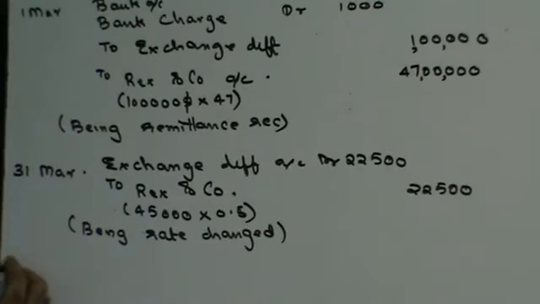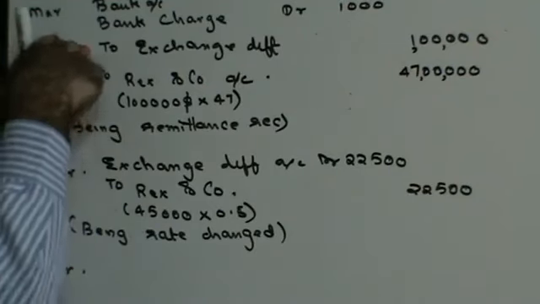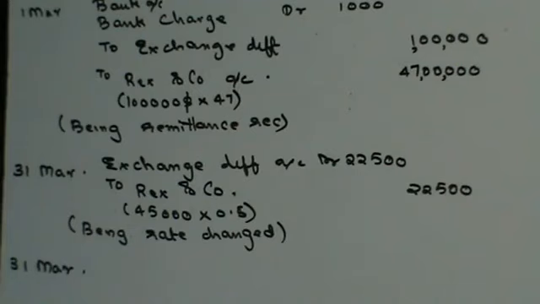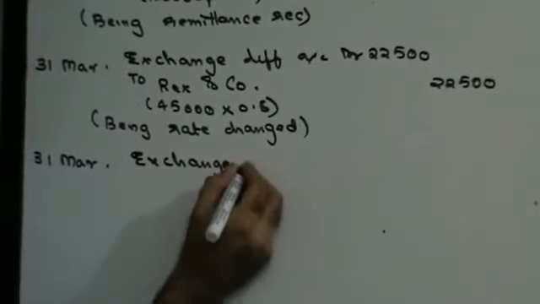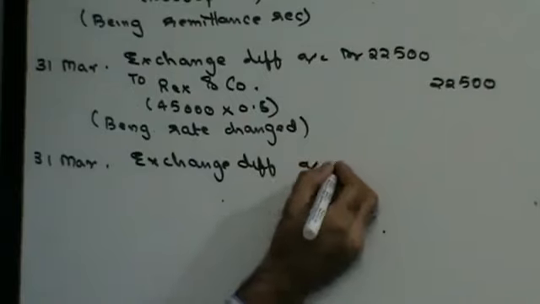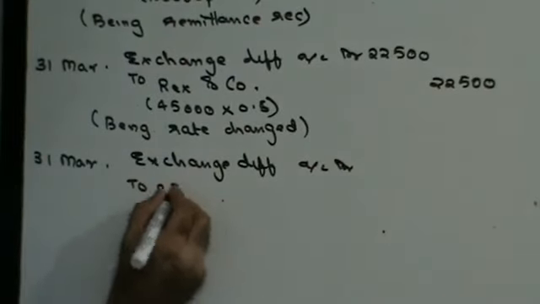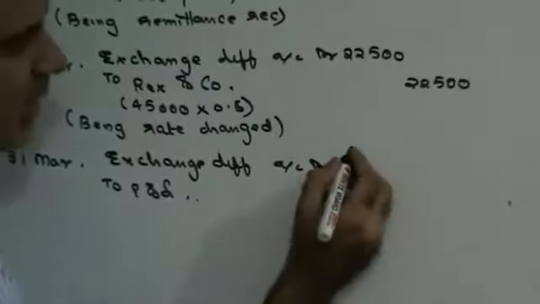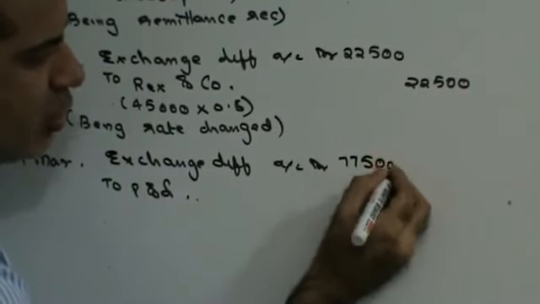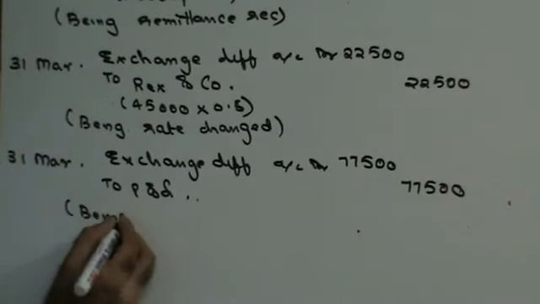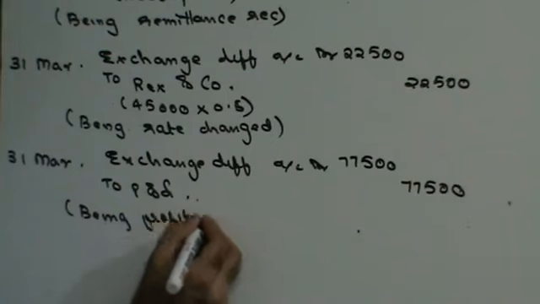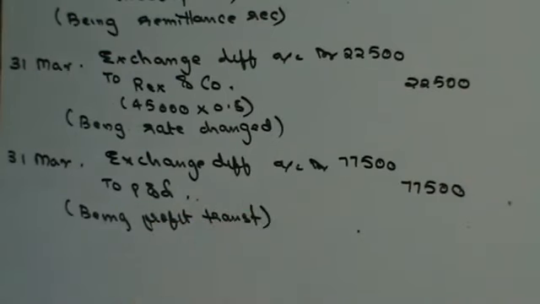Now, 31st March, transfer the profit and loss to P&L. You have a profit of 1 lakh here, you have a loss of 22,500 here. So you're going to have profit. Profit means P&L on the credit side. So this is going to be exchange difference account debit to P&L. Someone tell me how much is this? 77,500. Someone please cross check that. Being profit transferred.